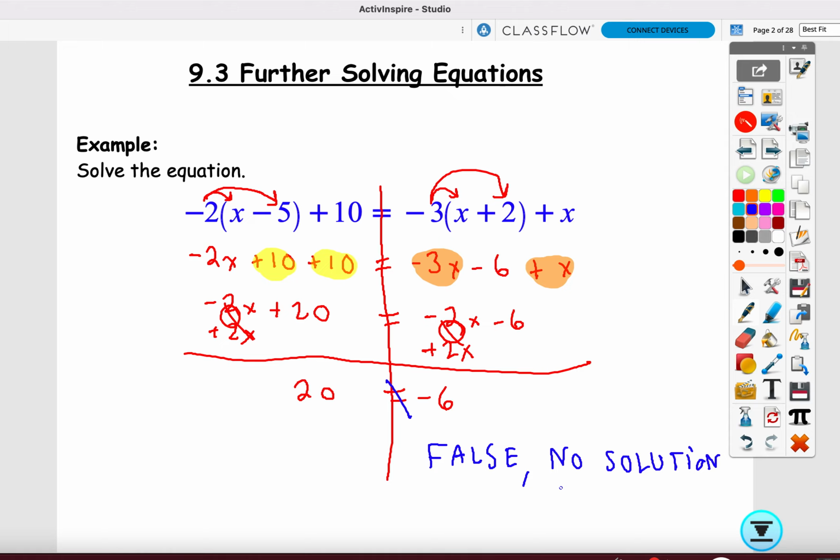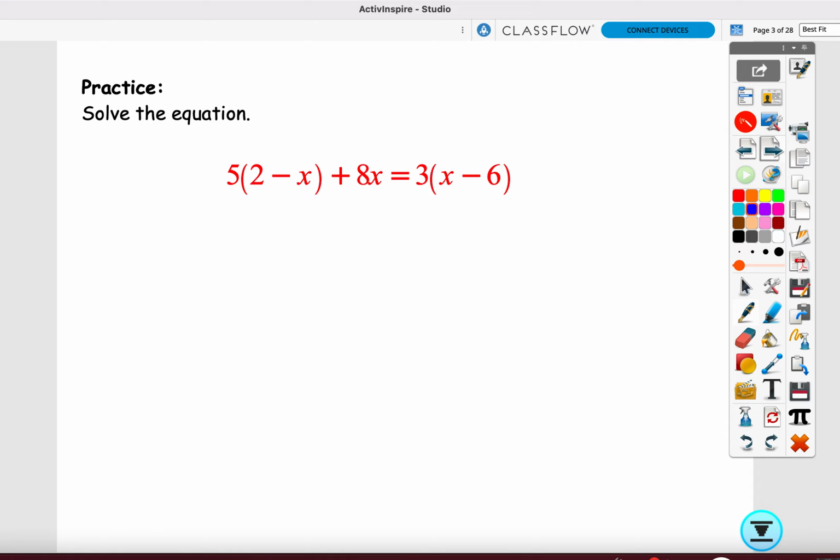What if there was a solution? You want to make sure your algebra is on point. Hence, take advantage of these practice problems. Here's your first practice problem, guys. I'm going to pause it here, write it down, and try to solve it. See what you can get to, and then press play to watch me work it out, okay?